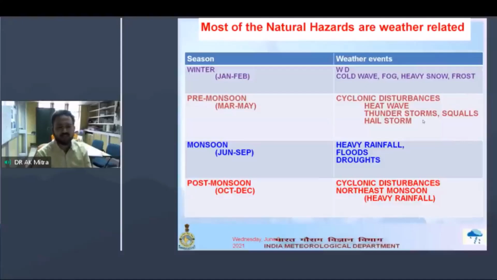then the pre-monsoon season from March to May: cyclonic disturbance starts, heat waves, thunderstorms, squalls, hailstorm. Then we go to the monsoon, June, July, August, September: heavy rainfall, floods, drought. And then the post-monsoon season, October to December: cyclonic disturbance, northeast monsoon, heavy rainfall. So all the natural hazards are assigned to a particular season, and accordingly weather events happen.